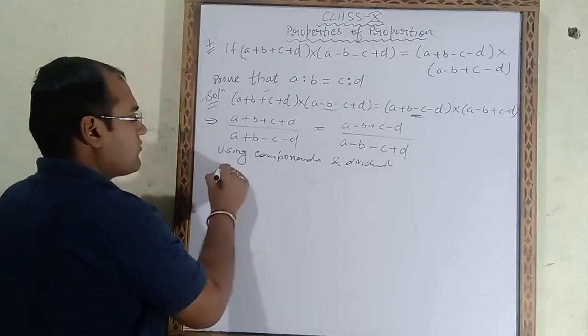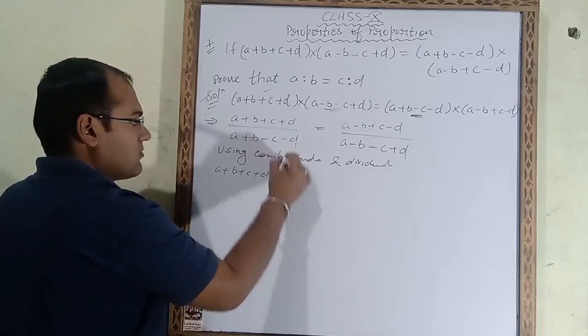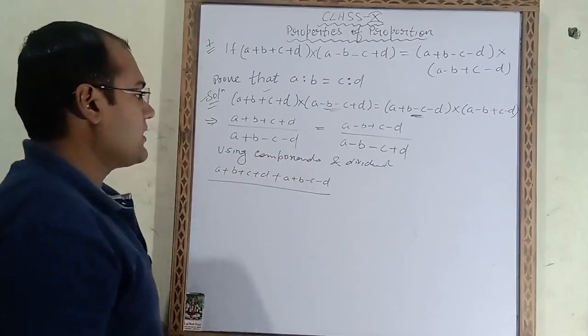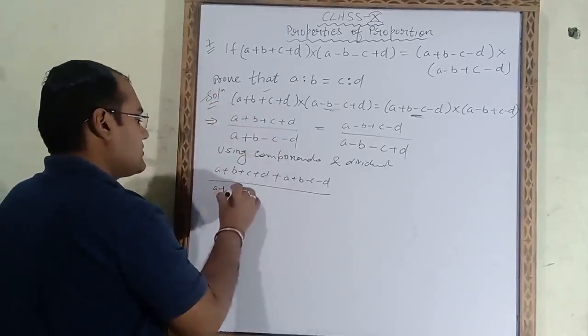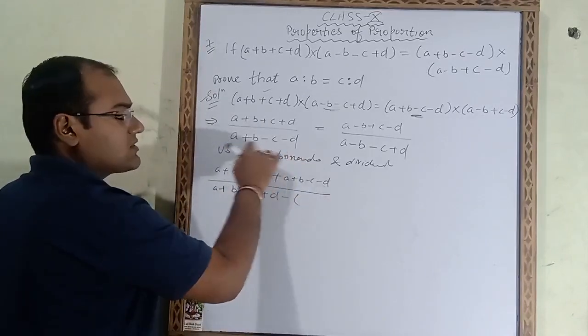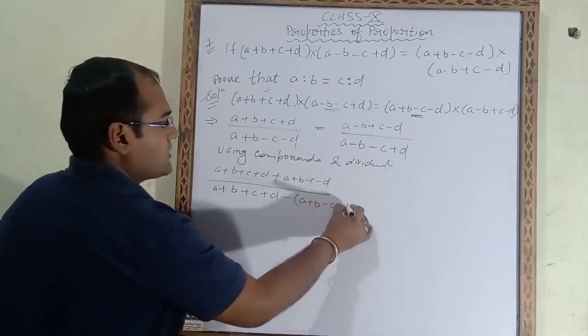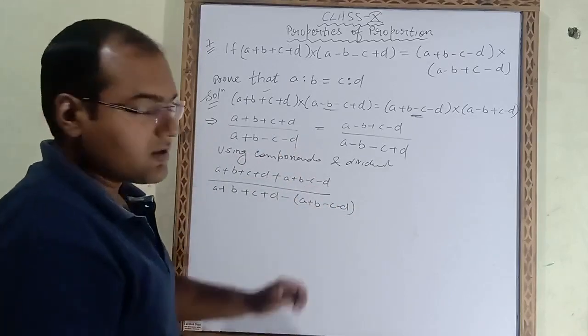So in the numerator we have to add, a plus b plus c plus d plus the denominator also, a plus b minus c minus d, upon. In the denominator we have to find the difference, a plus b plus c plus d minus the rest of the terms which are in the denominator, we have to take in bracket, a plus b minus c minus d. Because of this difference we have to take the denominator terms in the bracket.